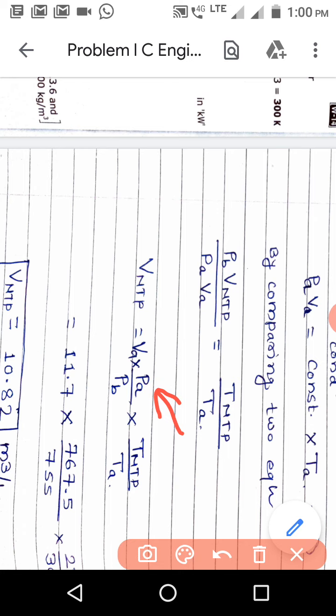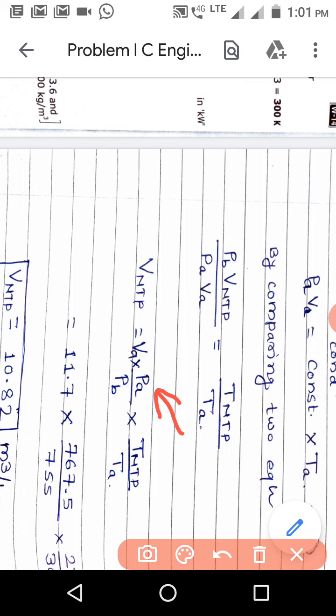They have given the barometric pressure in terms of a mercury column, and the gauge pressure in terms of a water column. So we cannot use different pressure columns for calculating. Again we have to convert either barometric pressure into a water column, or absolute pressure into a mercury column.